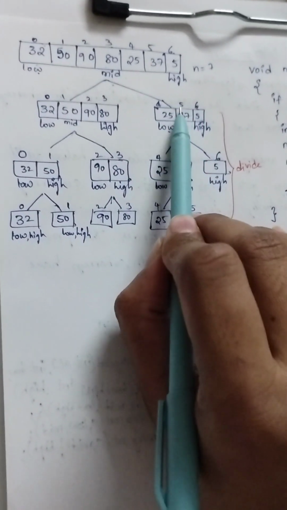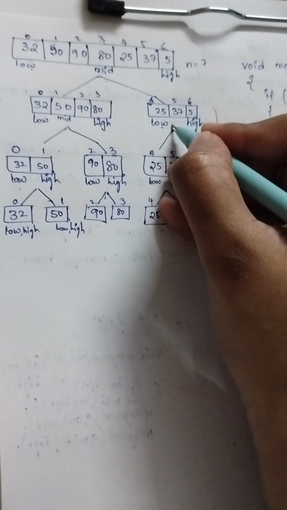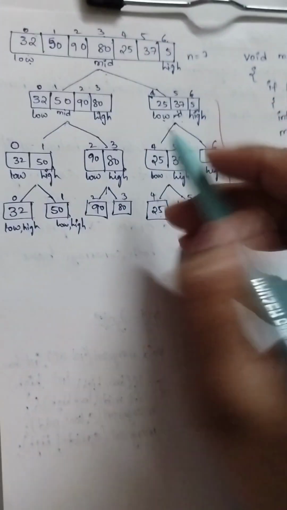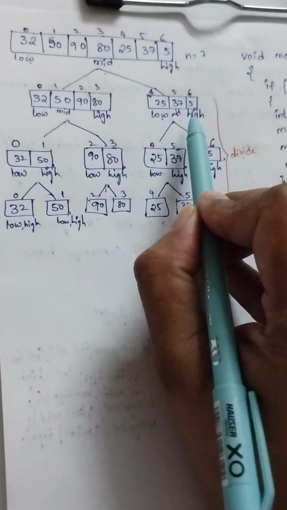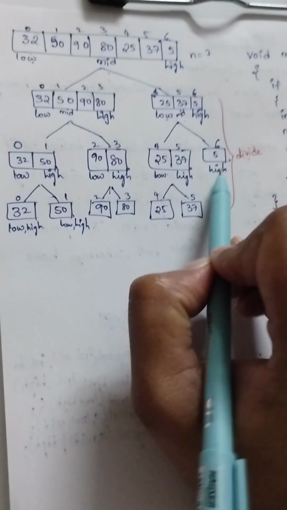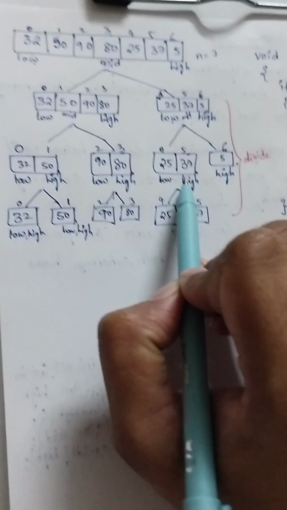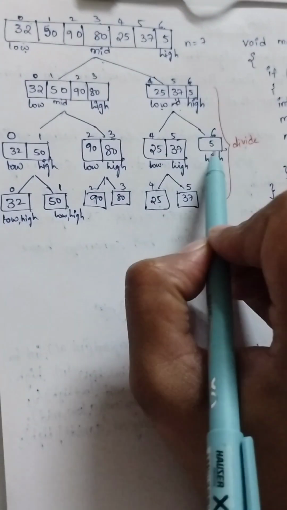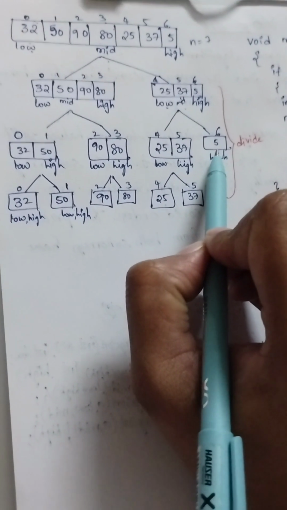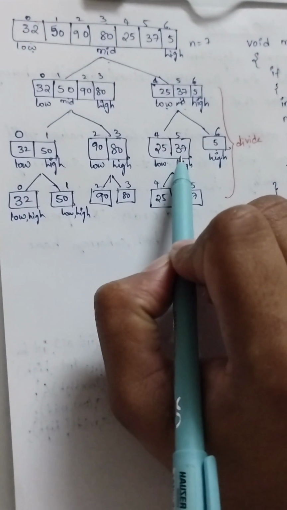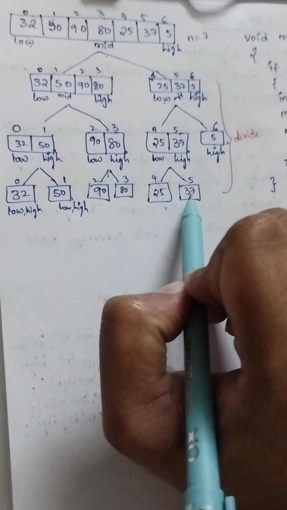So again dividing it into two halves. Now 4 plus 6 by 2, 5. Now this fifth index will be the mid, right? So from low to mid the left half, mid plus 1 to high the right half. So 25 and 37 are the left half, and the leftover element 5 will now become what? The right subarray. Again this subarray we need to divide into two partitions, right?